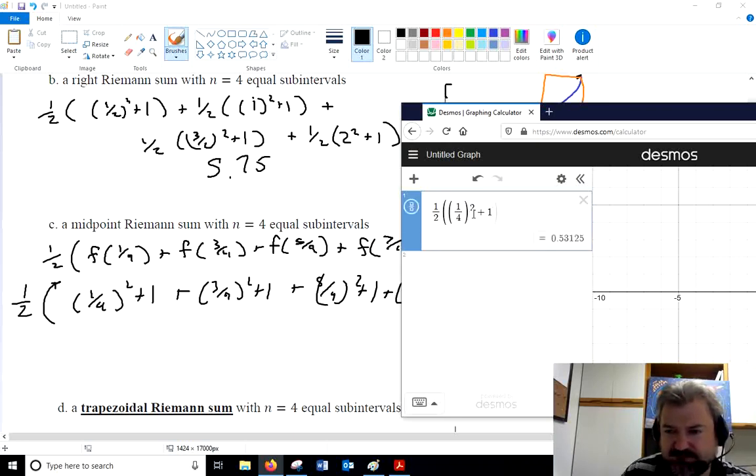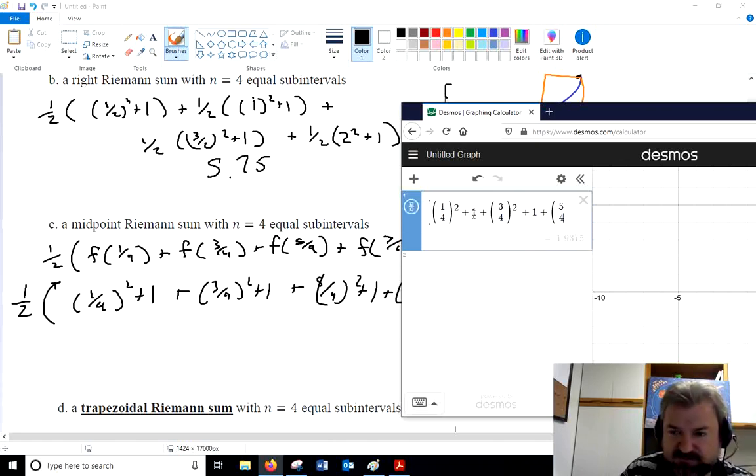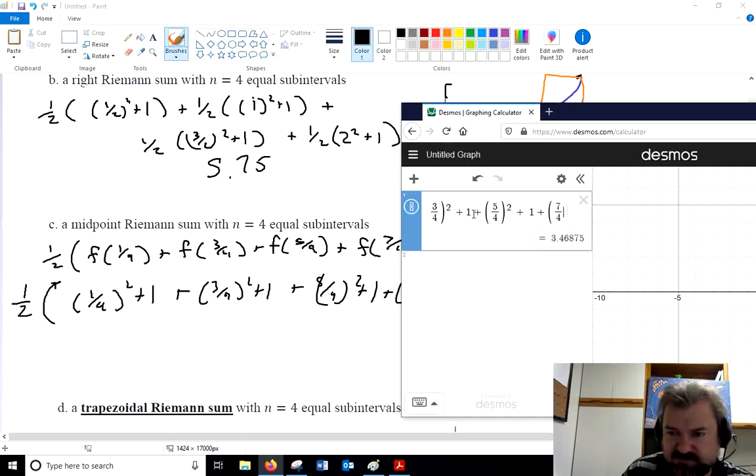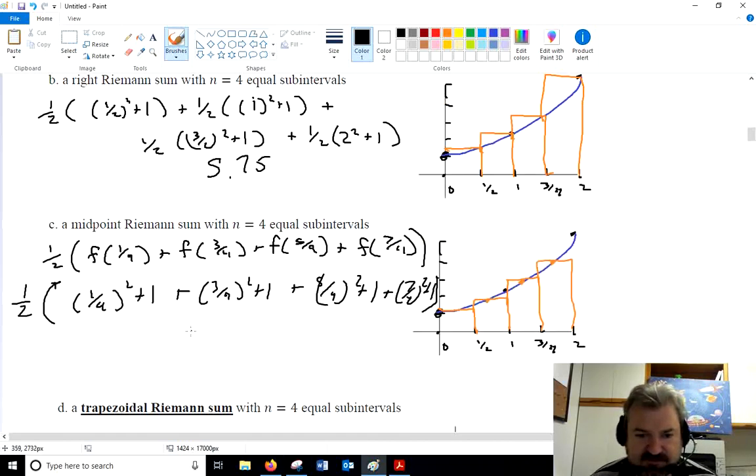Squared plus 1, plus 3/4 squared plus 1, plus 5/4 squared plus 1, and then that last one was 7/4 squared plus 1. That gives 4.625. I think we're starting to get a little bit better approximation.